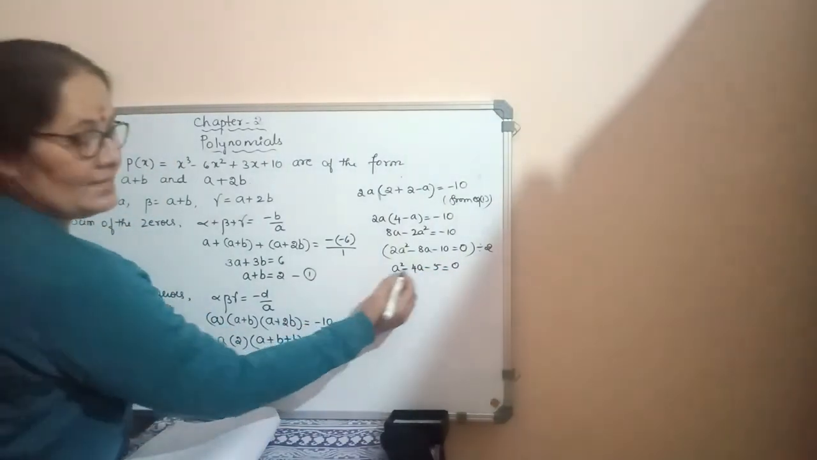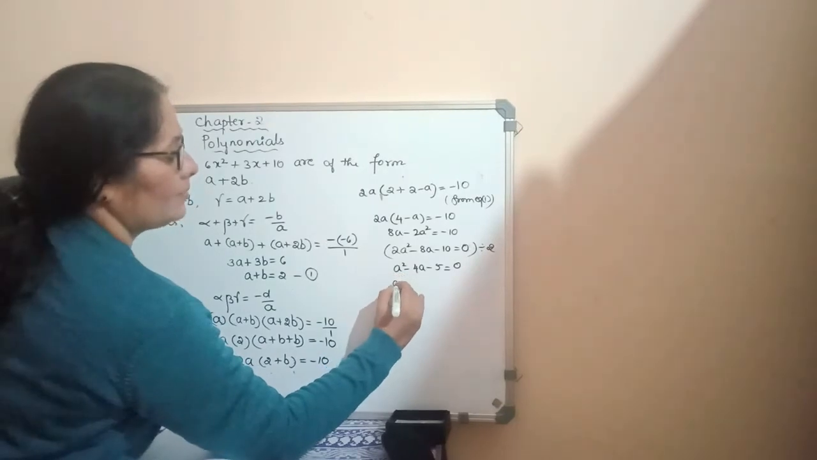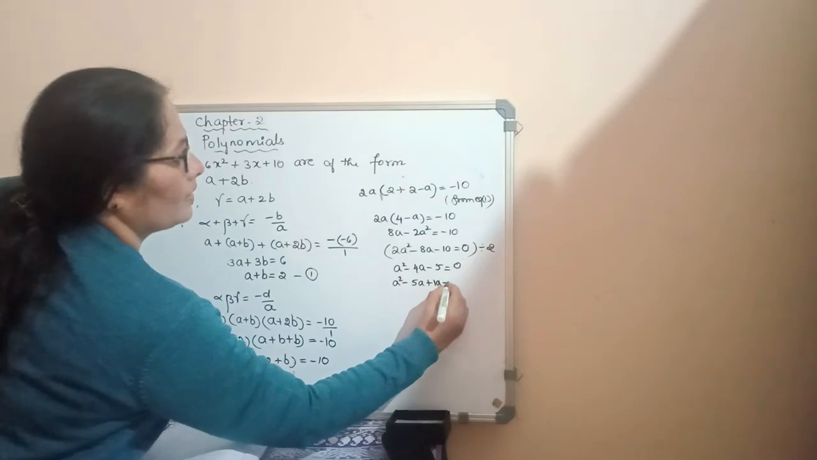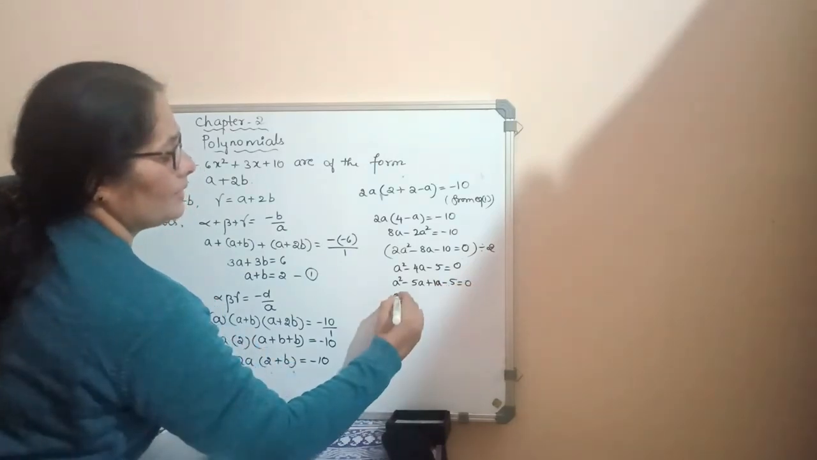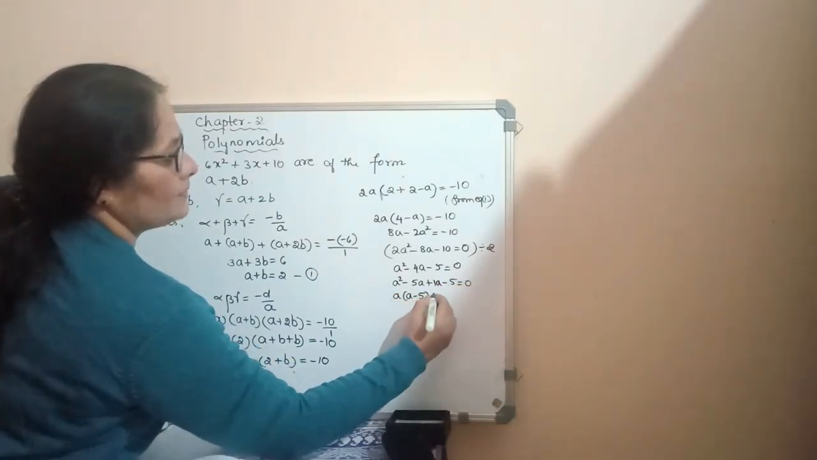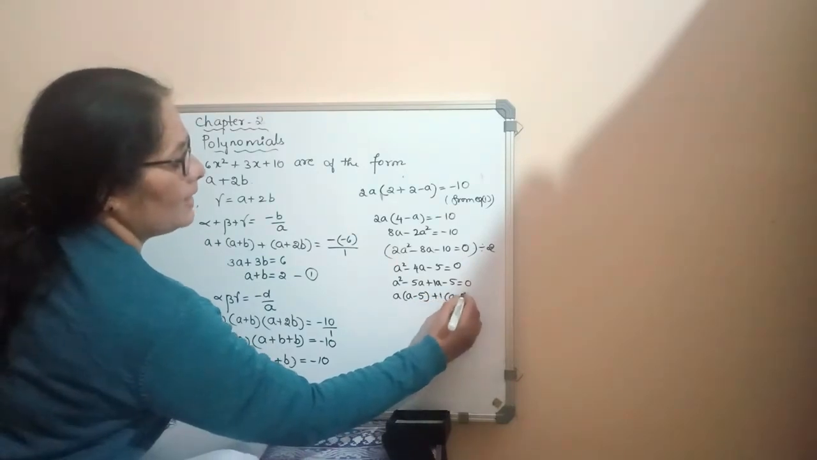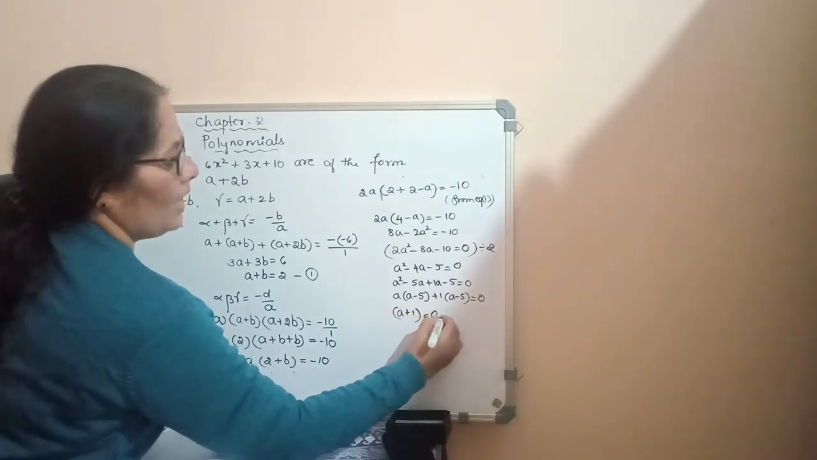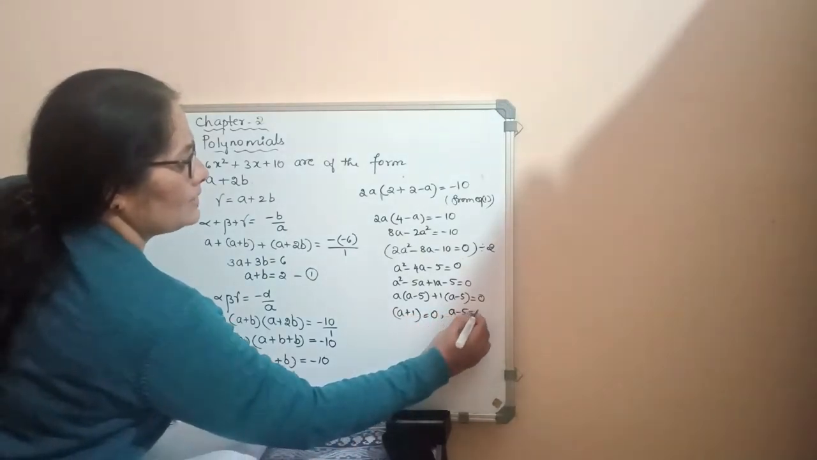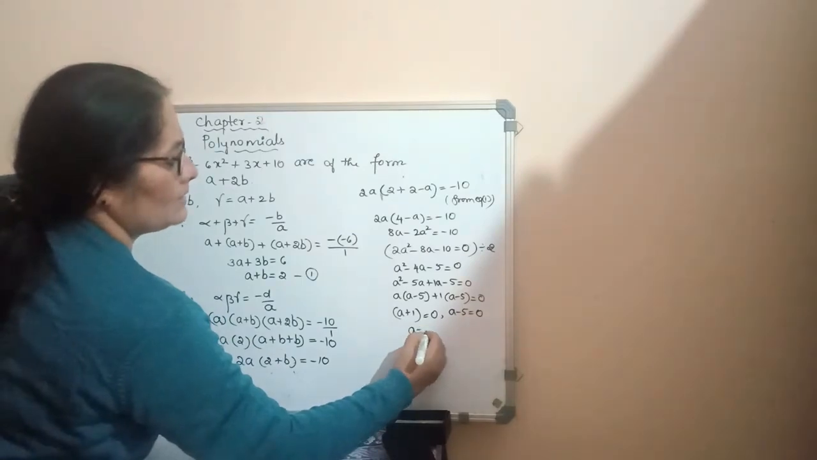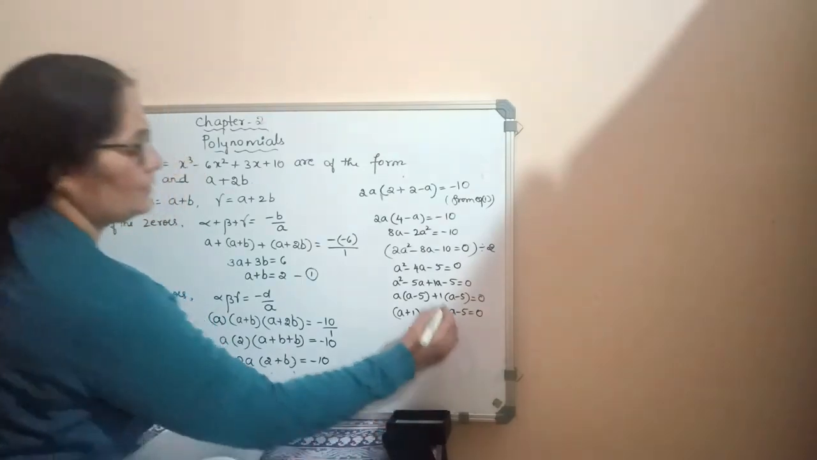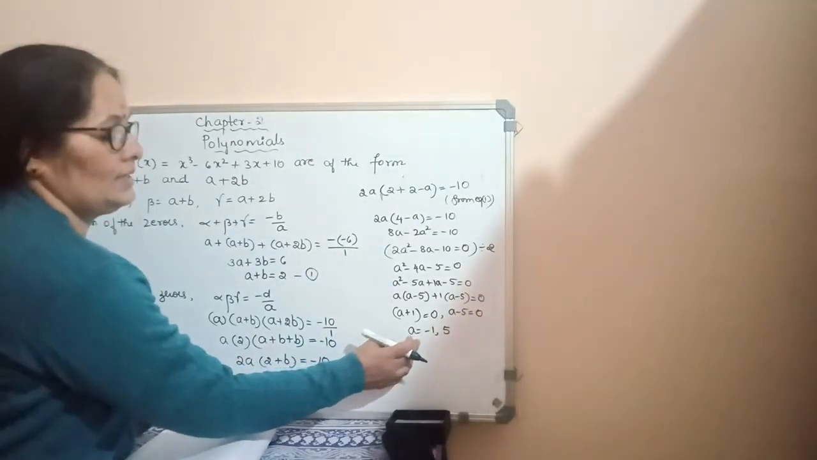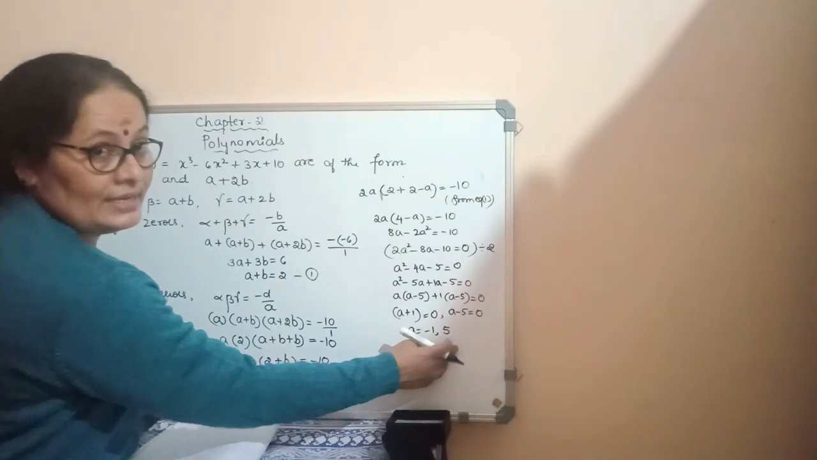Now factorize this by splitting the middle term. a square minus 5a plus a minus 5 equals 0. So a is common. a minus 5 into (a plus 1) equals 0. So a plus 1 equals 0 and a minus 5 equals 0. So a equals minus 1 and a equals 5. So you got two values for a. One is minus 1 and the other one is 5.